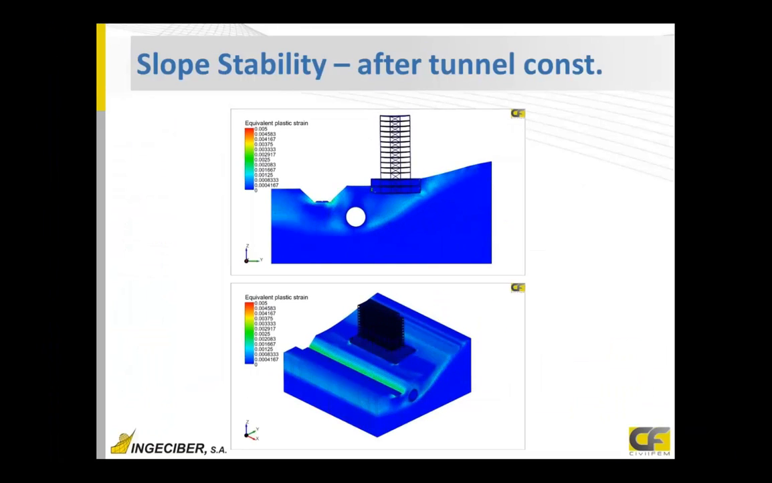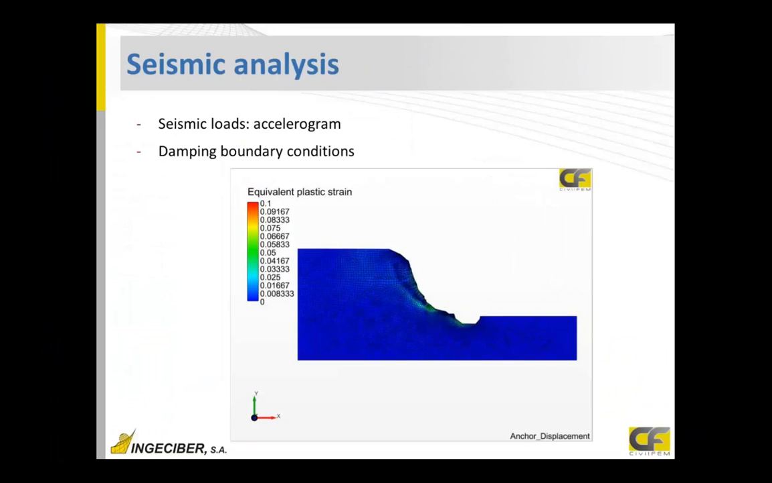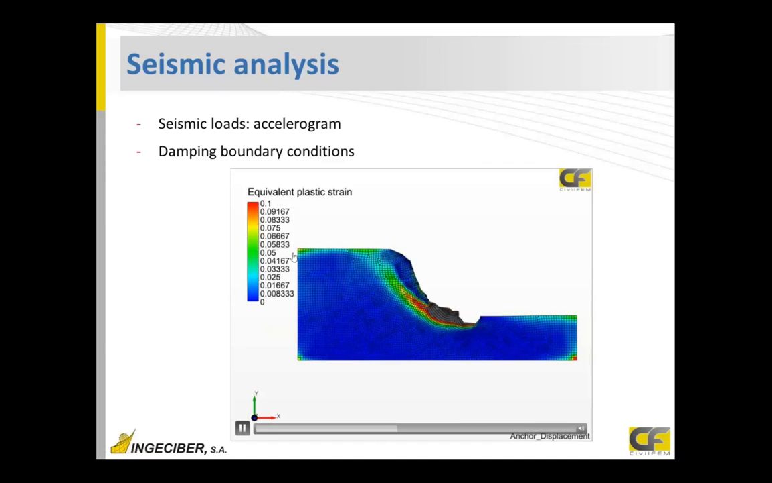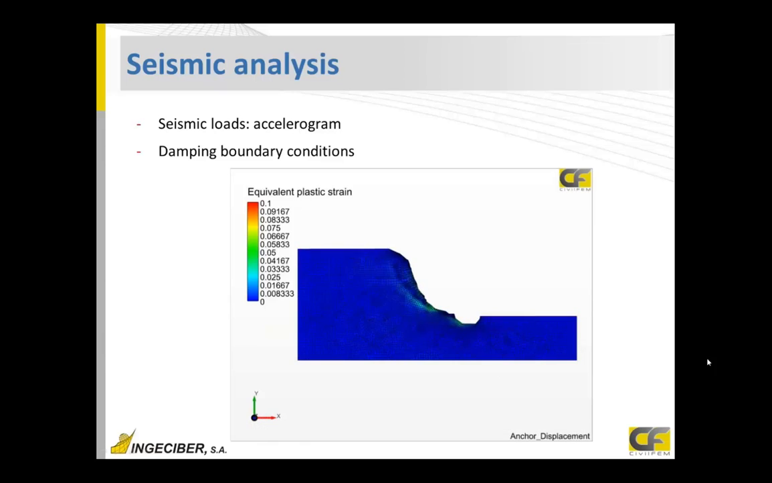here we can see slope stability. And also here we have another model where we have applied seismic analysis. We can also, to this nonlinear model, apply transient analysis with accelerograms. We can apply accelerograms or displacements on the contour of this model. Also, we can use damping boundary conditions for the models, and then apply the transient nonlinear analysis and check yielding surfaces.